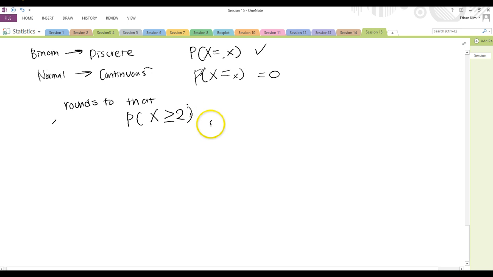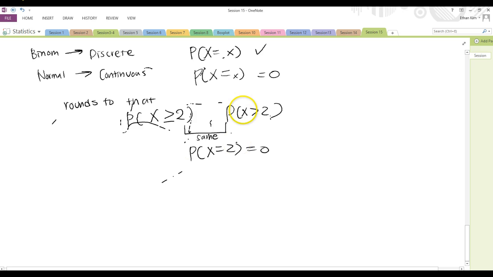So what I'm trying to point out is that in normal distribution, this is the same thing as this, because essentially x equal to 2 is 0, so these two are the same. But in binomial, this is different. Binomial might have a value on x equals 2. So we have to take that into consideration.